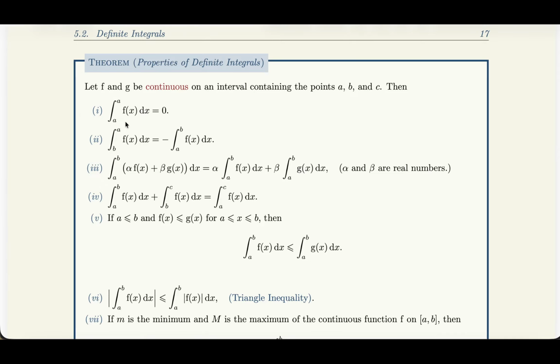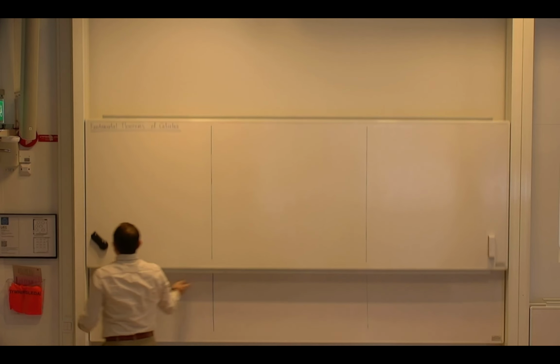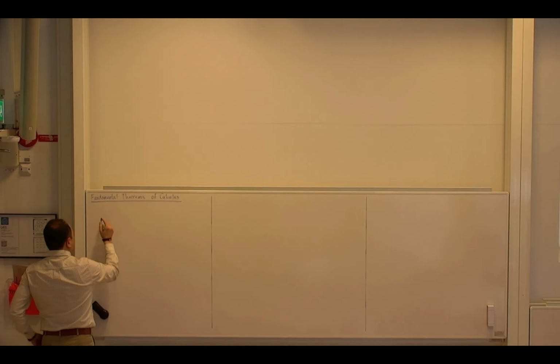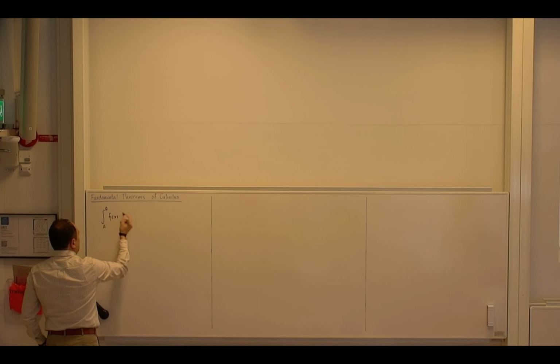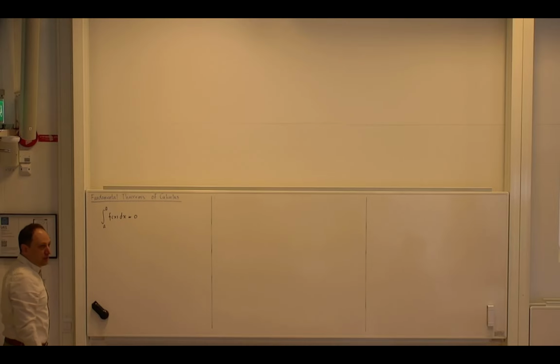Okay? So, it's good to motivate them. For example, if I have the integral from a to the same point a, if f is continuous, of course, here it doesn't matter, because this is just at one point, so it becomes 0. Is that understandable? Why? There are two ways to understand this.